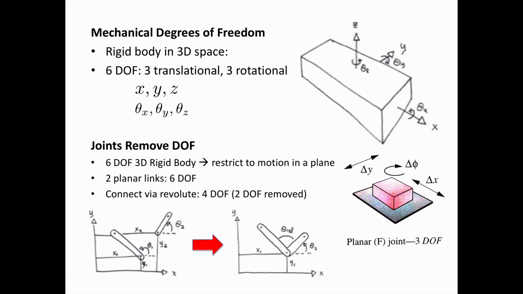So keep this in mind. Make a note of that adding a revolute joint removed 2 degrees of freedom. In the second video, when we look at quantifying the number of degrees of freedom in a mechanism, this will show up again. So revolute removes 2 degrees of freedom.